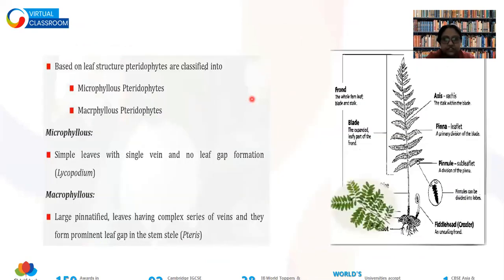The leaf structure can be of two types: one is microphyllous and the other is macrophyllous. In some pteridophytes, leaves are very small. There is no leaf gap actually, which is present in lycopodium. That means leaves are like this, more like a hair. Yes, Rutu.